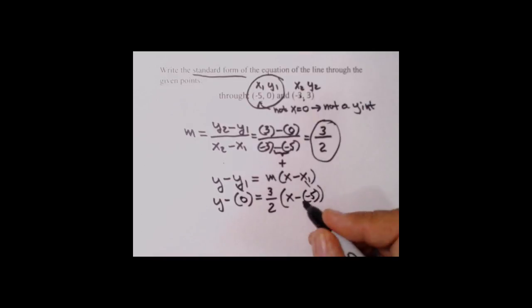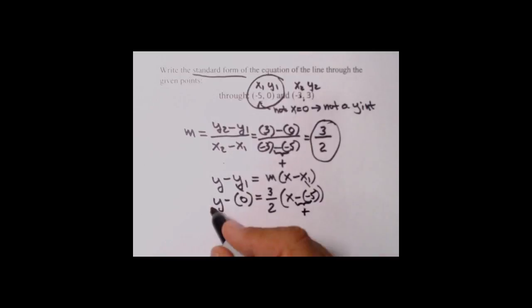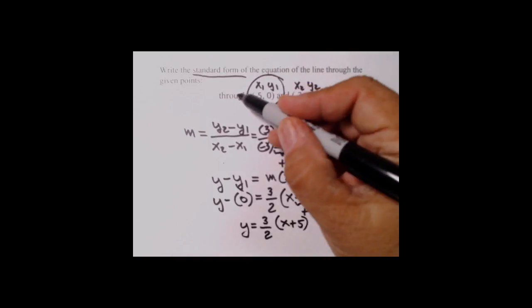Okay, let's do some cleanup. The 2 minuses in front of the 5 have to be changed to a plus. Y minus 0 is just y. So y equals 3 halves times x plus 5. Now remember, of course, we wanted this in standard form.